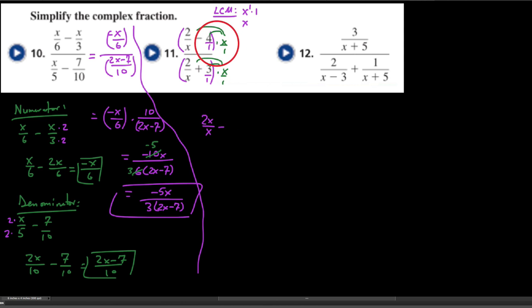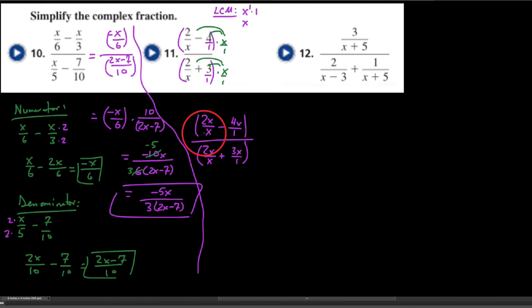Now minus, if we take 4 over 1 times x over 1, we just get 4x over 1. Now, that's everything in the top. If we look on the bottom here, we get 2 over x times x over 1. We get 2x over x. And we have plus 3 over 1 times x over 1, which is plus 3x over 1.